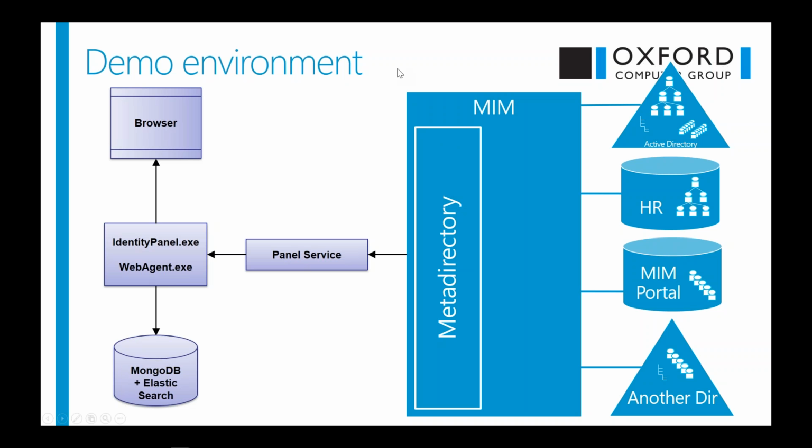And then also in this demo environment, I've configured Identity Panel. And so this is a number of services and executables. Importantly, it is pulling data out of MIM and controlling MIM as well, by the way. I could have drawn those arrows differently. And it is storing that data in MongoDB, which is a database very suited to what it's being used for here. And the whole thing is browser-based, so the way I'm going to get to that data is through a browser.